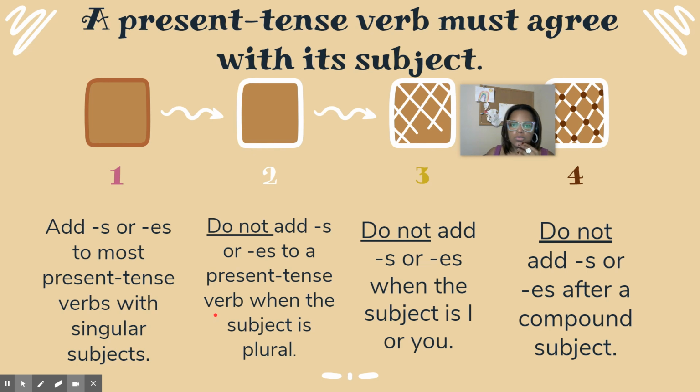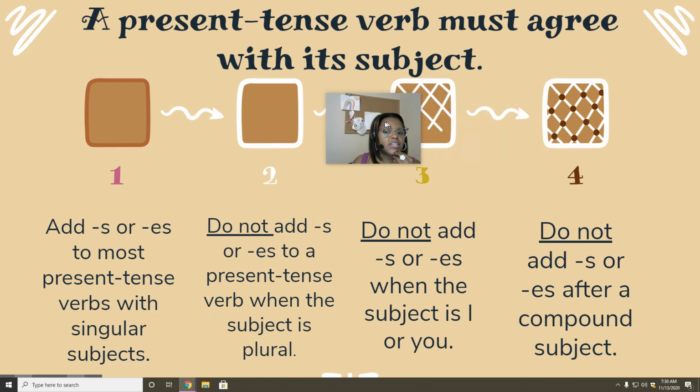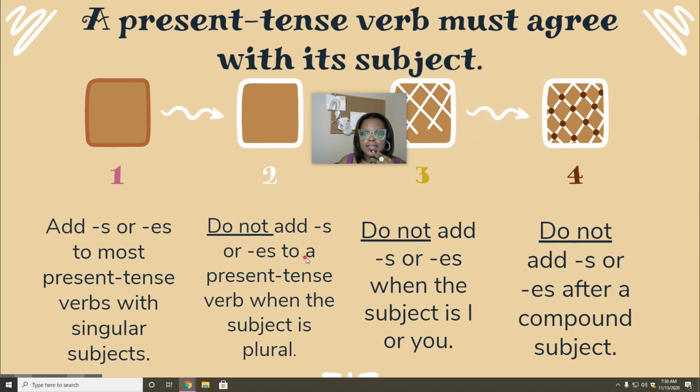Here's where things get a little tricky. Rule 2: Do not add an S or ES to a present tense verb when the subject is plural. So now when we're talking about more than one person or more than one thing, we're not adding anything to it. Leave it alone. It's perfect.